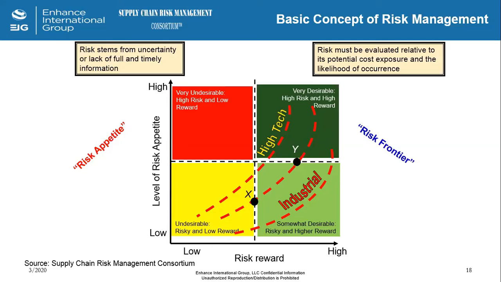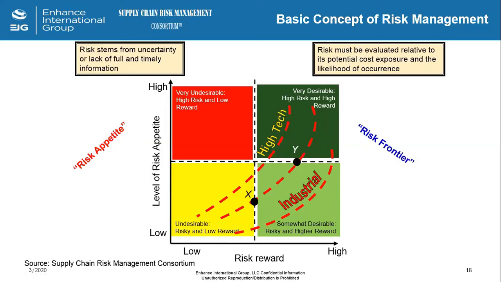But what we have here is a classic 2x2 graph. On the left, the y-axis is what we call the level of risk appetite from low to high. On the x-axis on the bottom is the reward associated with taking a risk, again, from low on the left to high on the right-hand side. And so we color code them in the 2x2. So let's start down at the bottom right quadrant, all right? It's somewhat desirable, a little risk there, but it's got a high reward. So not a bad spot to operate in.